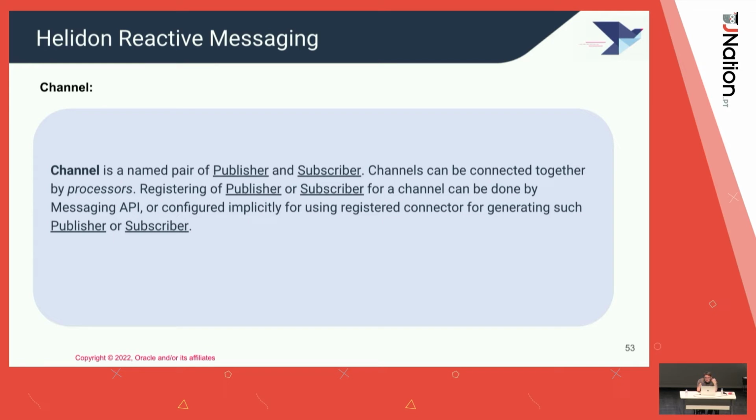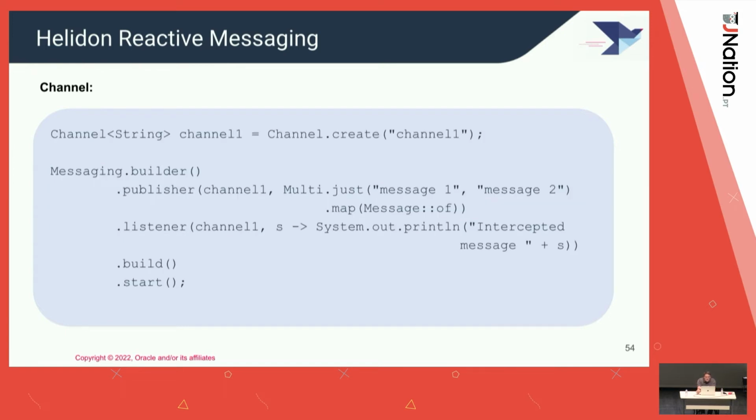So we have a publisher and a subscriber, and as a logical connector between them, we call it a channel. You publish a publisher to a subscriber, and in the middle you can put a processor, and all of that is completely reactive. So you just create a channel. You just say what the publisher is, and as I said, it's reactive, so Multi of something. And you just put a listener who, whenever a message gets intercepted, prints it out.